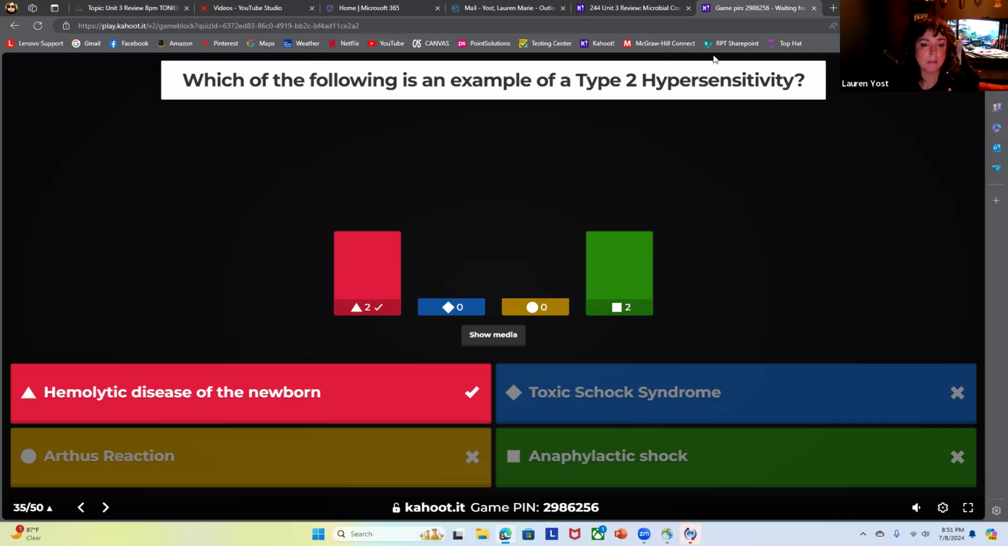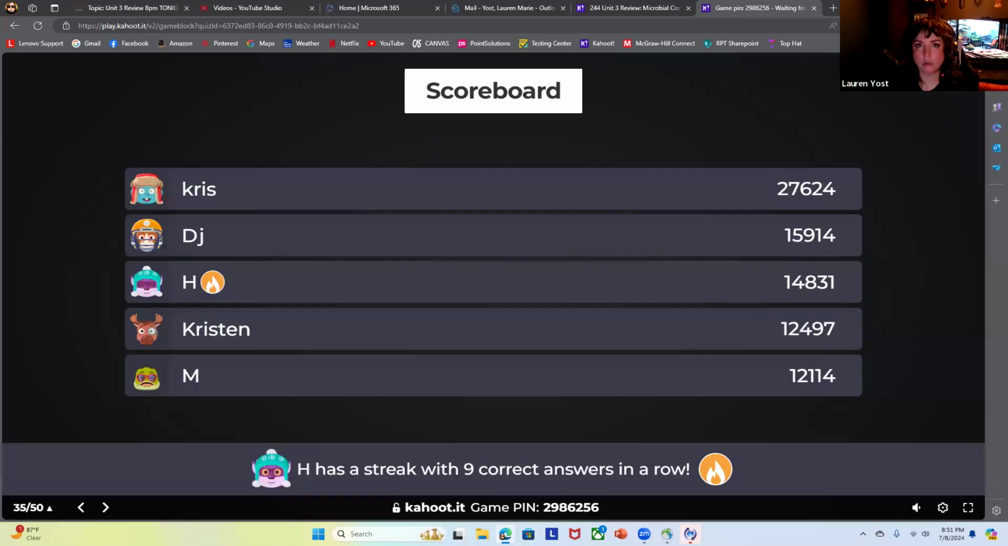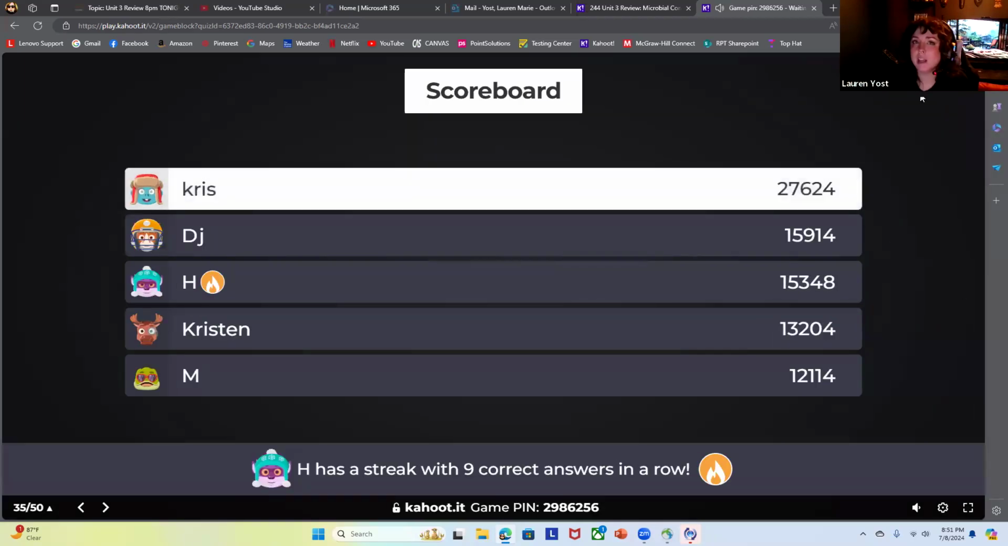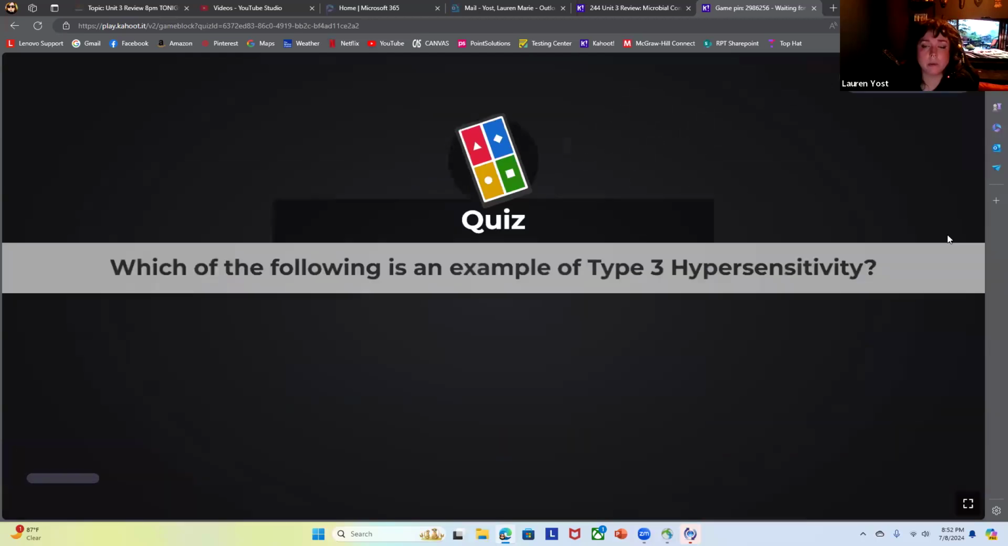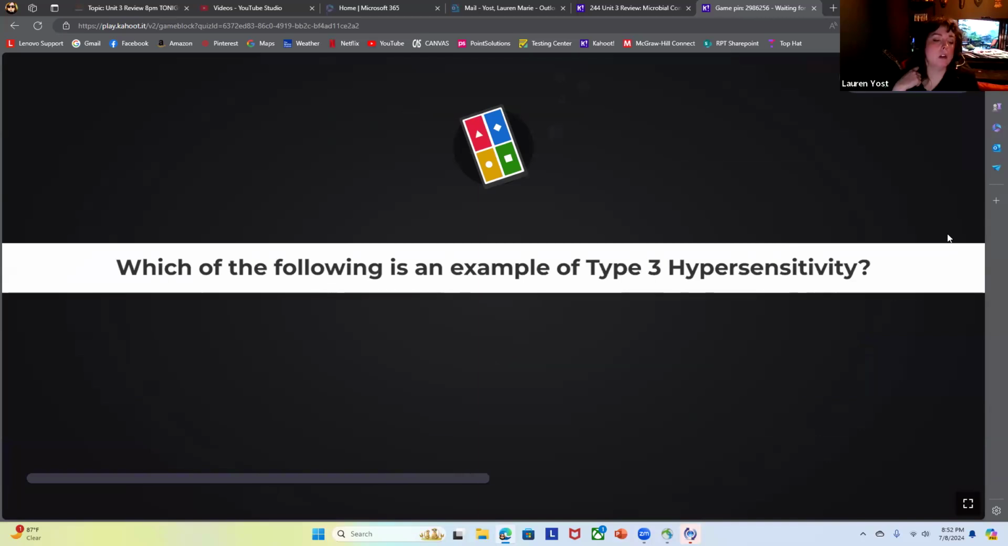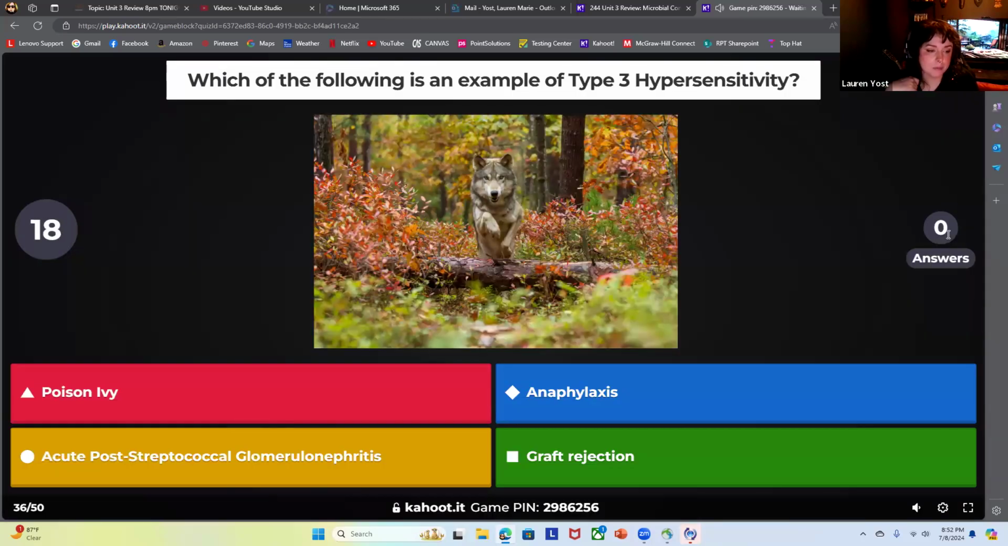when we talk about RhoGAM. That's the one that you need to be aware of for the type 2. Of course, rejecting a blood type that doesn't jive with your own, that would fall in that as well. But the hemolytic disease of the newborn, pretty important one to be aware of going into nursing, right? Whole point of RhoGAM. So which of the following is an example of type 3 hypersensitivity?